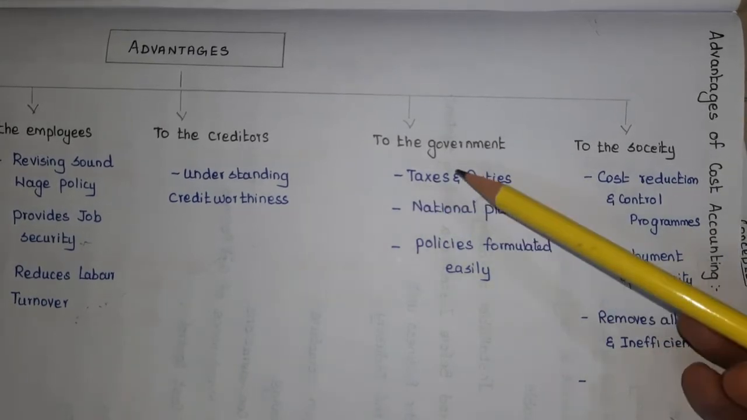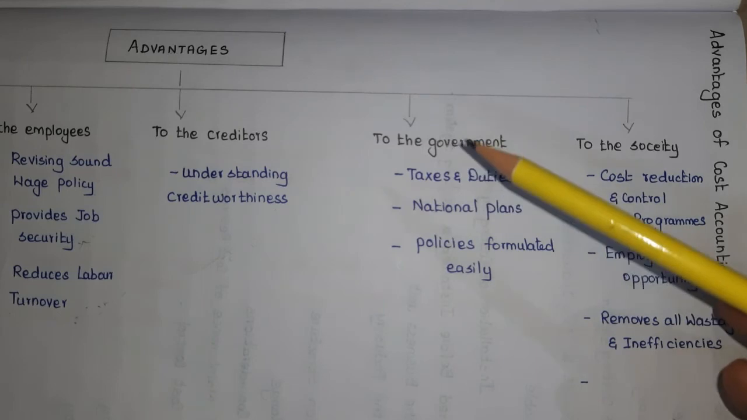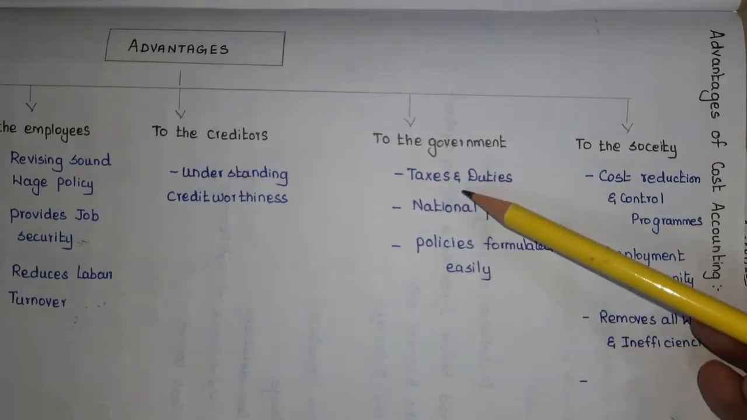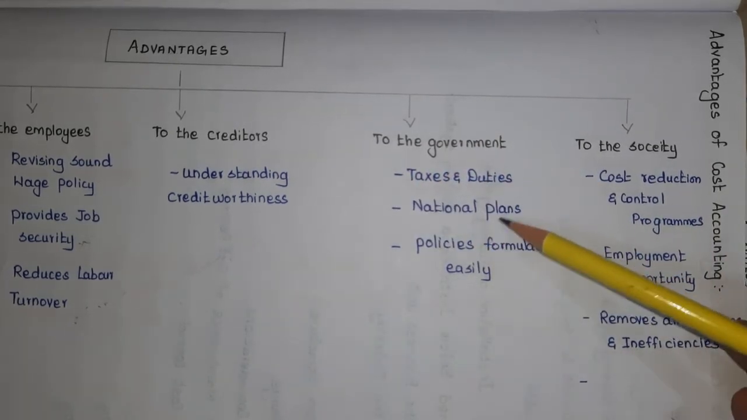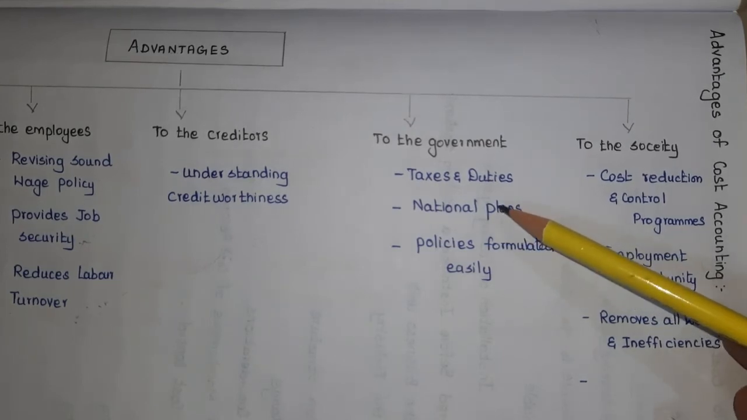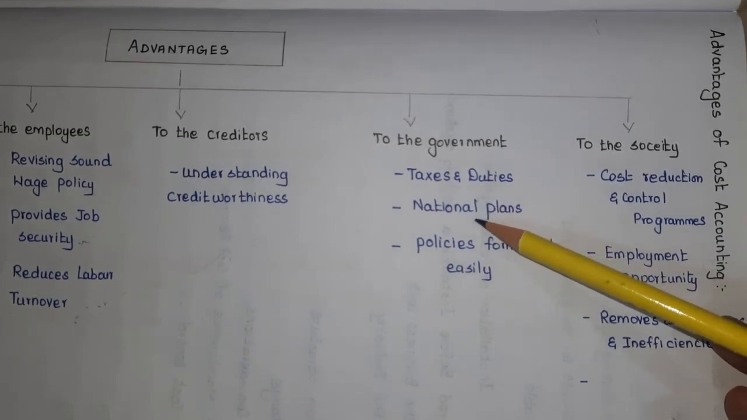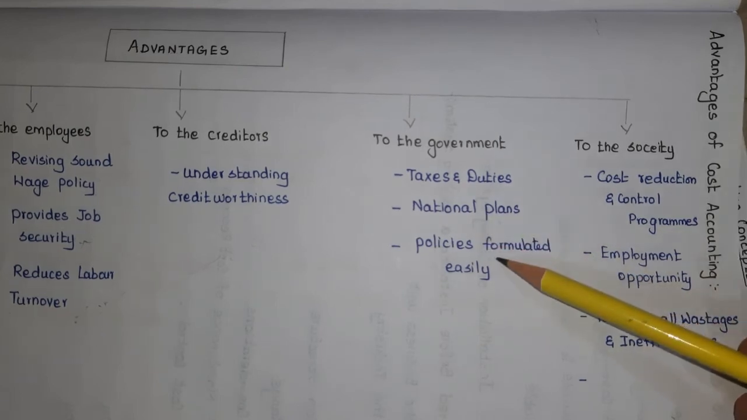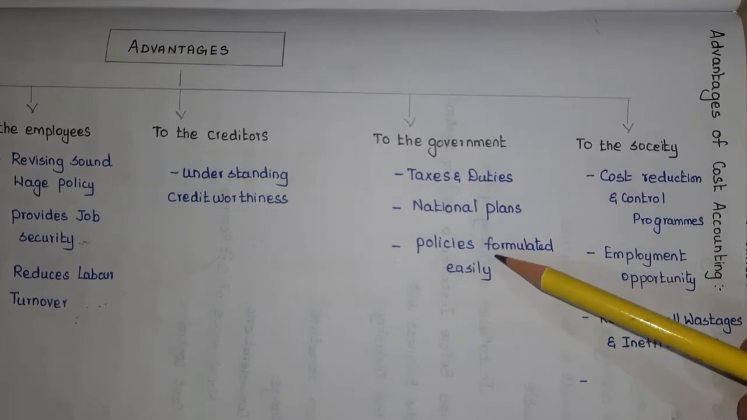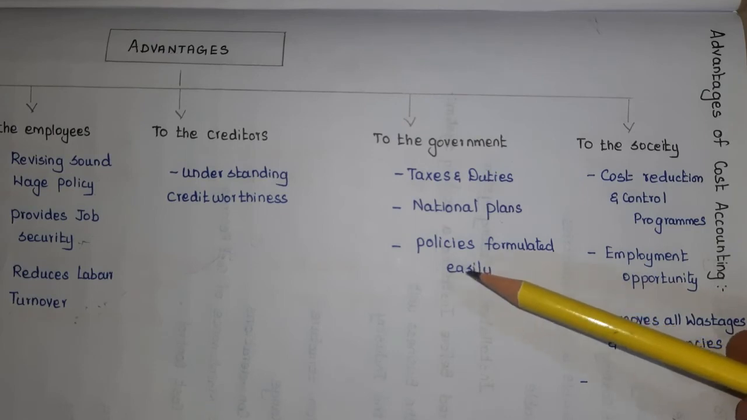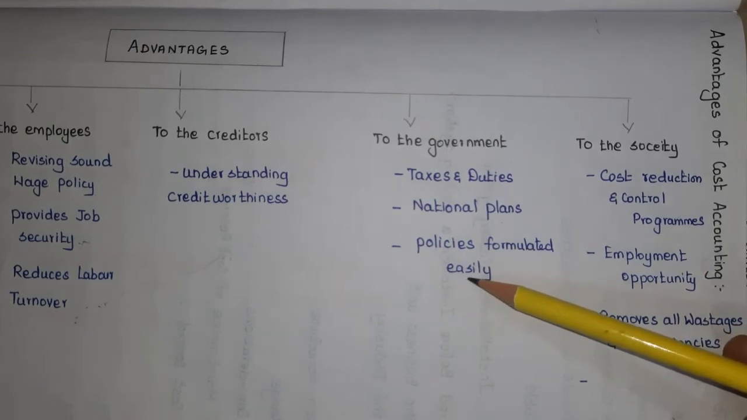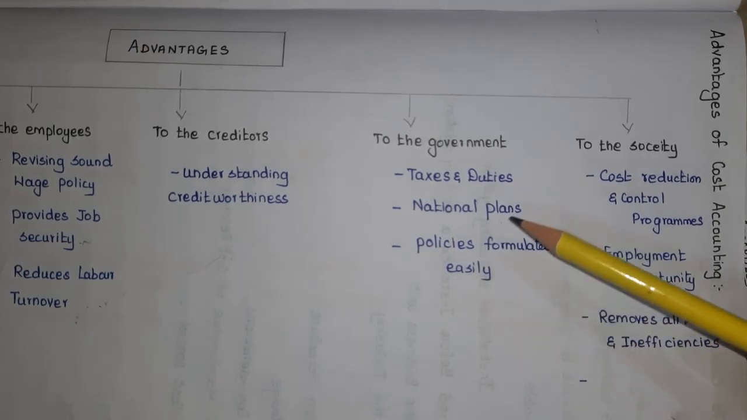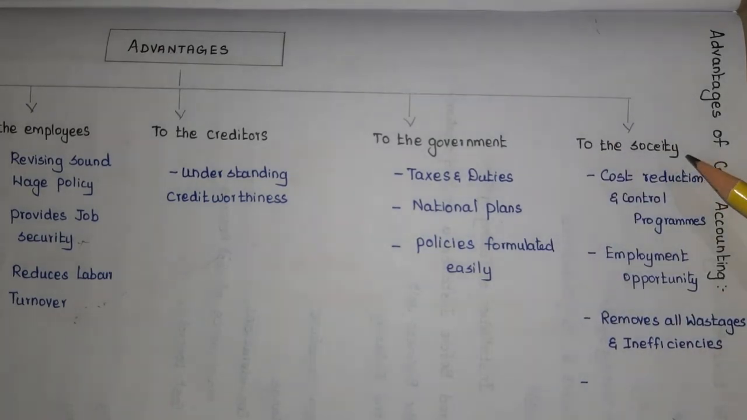Here, the taxes and duties such as excise duty, income tax, etc. can be assessed easily. And the national plans can be made easily with the information given by cost accounting. The next, policies can be formulated easily. That is, policies regarding export, import, taxation, wage fixation and price control measures can also be formulated easily. The last advantage is for the society.